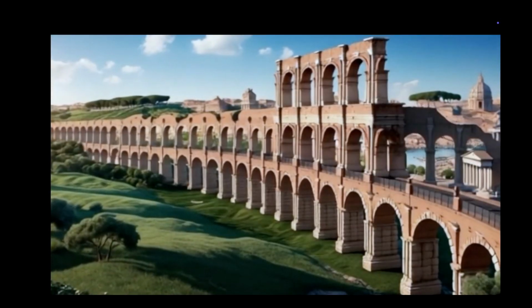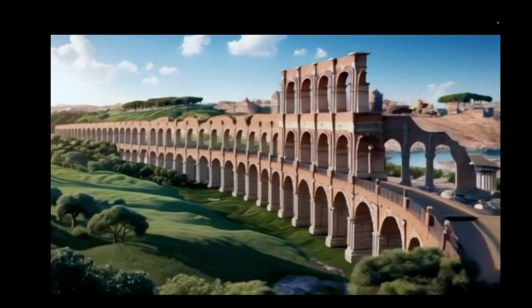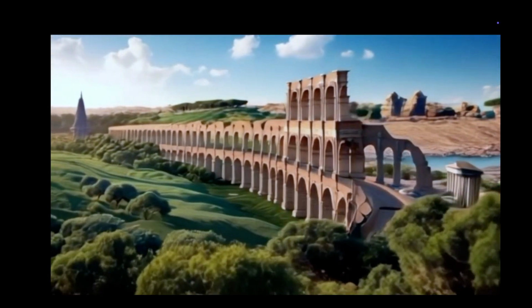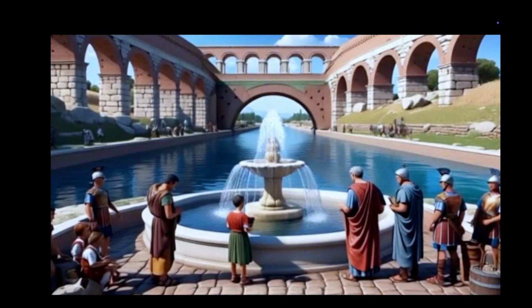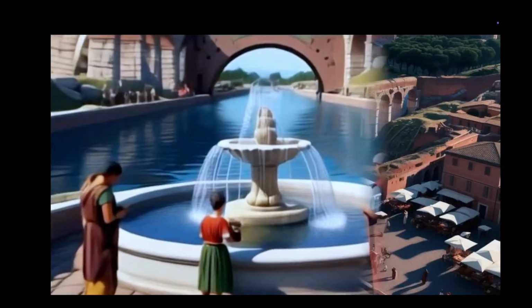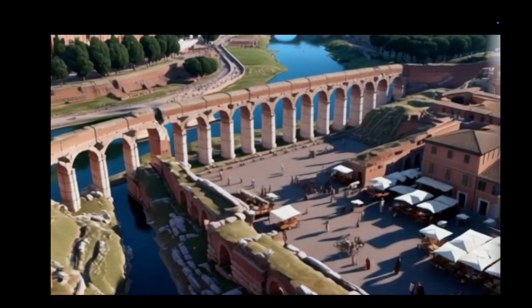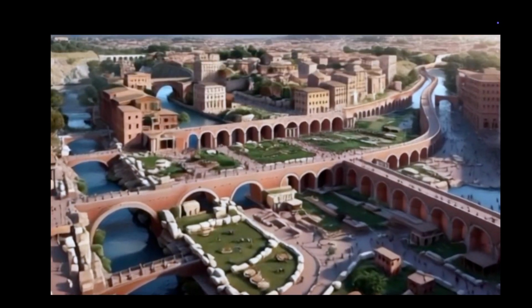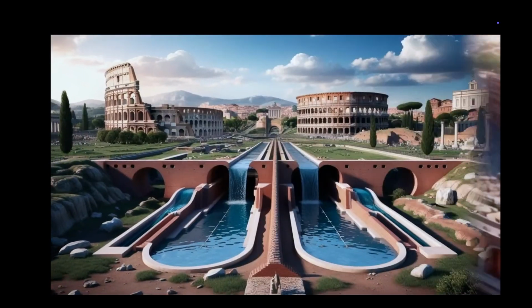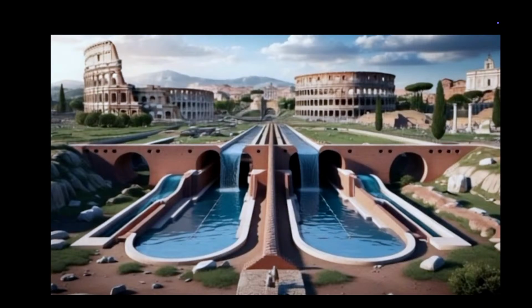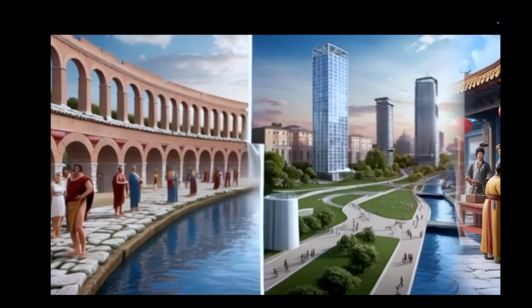In ancient Rome, water wasn't just essential, it was a mark of power. Roman engineers built aqueducts spanning miles to supply cities with fresh water for drinking, bathing, and sanitation. These marvels of engineering supported vast urban populations and set the standard for modern water systems and city planning.